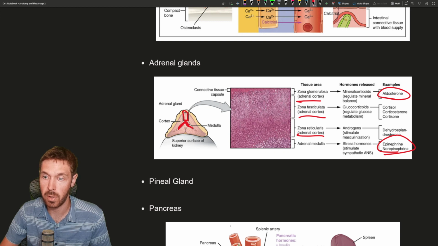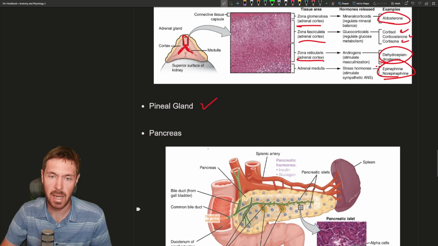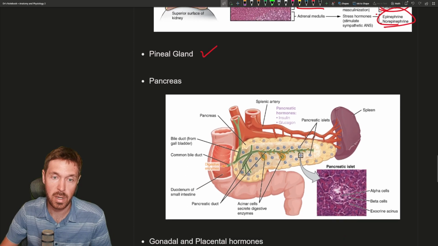Your glucocorticoids, so your cortisol, corticosterone, cortisone, and your androgens or gonadocorticoids, which then eventually become either testosterone or estrogen modulators. And then we talked about the pineal gland up in the table, releasing melatonin.